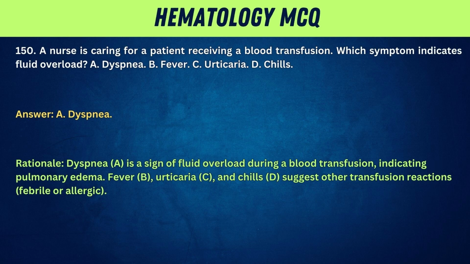150. A nurse is caring for a patient receiving a blood transfusion. Which symptom indicates fluid overload? A. Dyspnea. B. Fever. C. Urticaria. D. Chills. Answer: A. Dyspnea. Rationale: Dyspnea, A, is a sign of fluid overload during a blood transfusion, indicating pulmonary edema. Fever, B, urticaria, C, and chills, D, suggest other transfusion reactions, febrile or allergic.